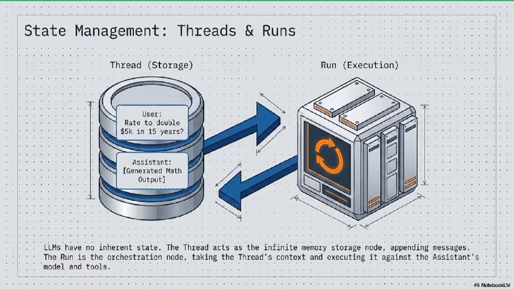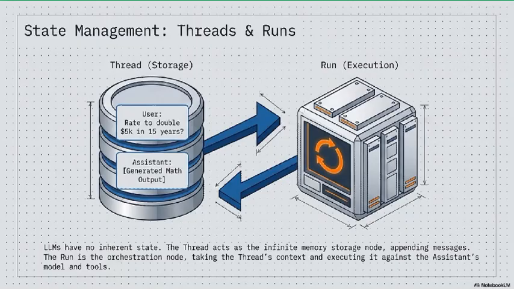Think of it more like RAM versus a CPU. Okay, let's go with that. The thread is a massive, growing hard drive, but the run is the active processor. When a run is initiated, it doesn't just pull the file. It has to intelligently take the entire massive history of the thread, format it into a massive token payload, push it into the AI model's context window, wait for the AI to generate the answer, and then extract that answer and append it back to the thread database.